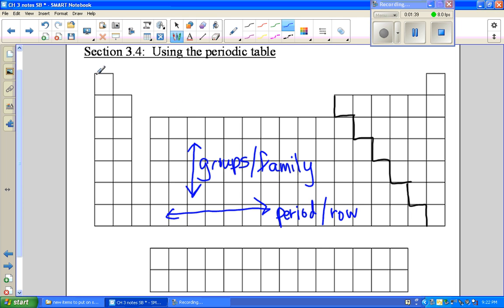So I'd like you to go ahead and label family A, family B, and then go way over here to family C and family D. These are the four that we are going to focus on right now as we take a look at these. So if I take a look at family A, these are called the alkali metals, and they are very reactive. You are never going to find them in free nature.